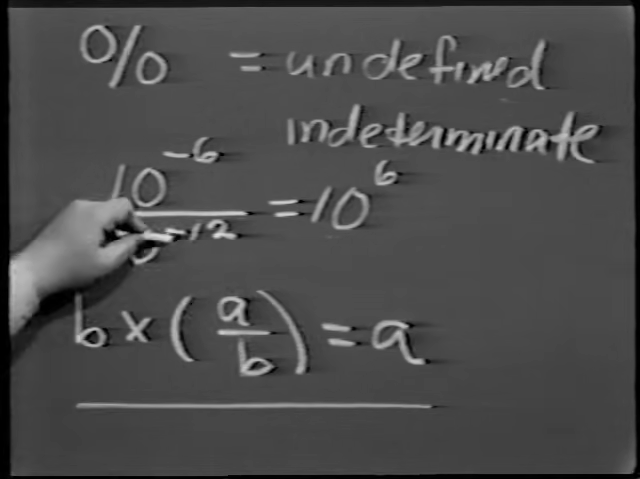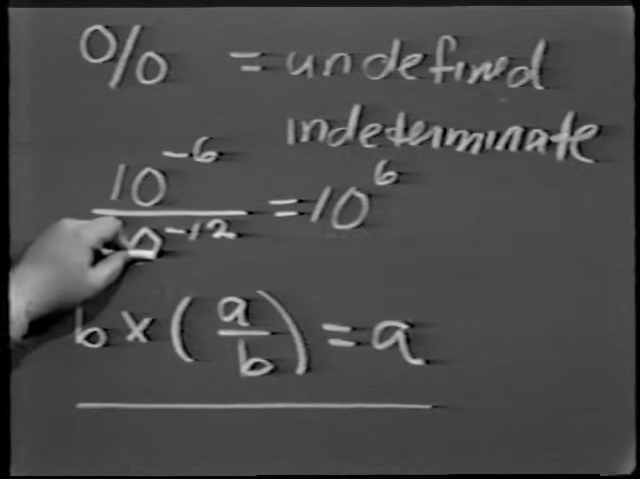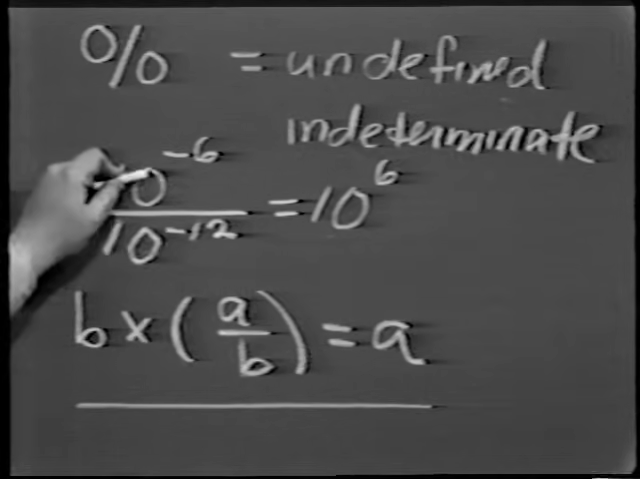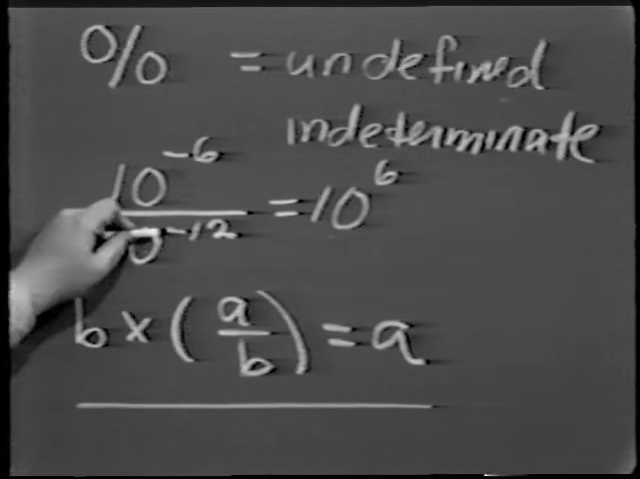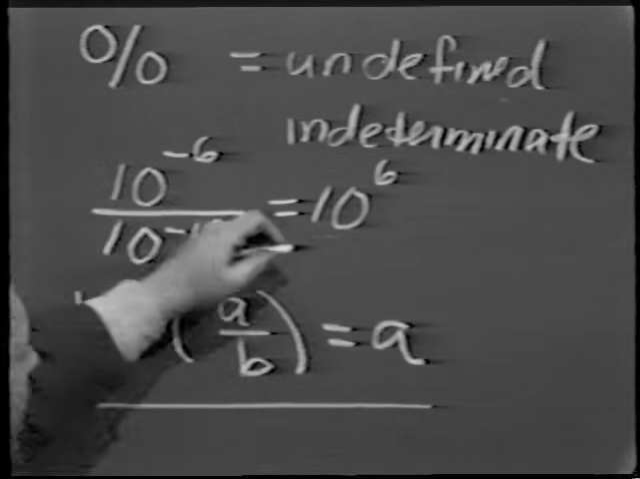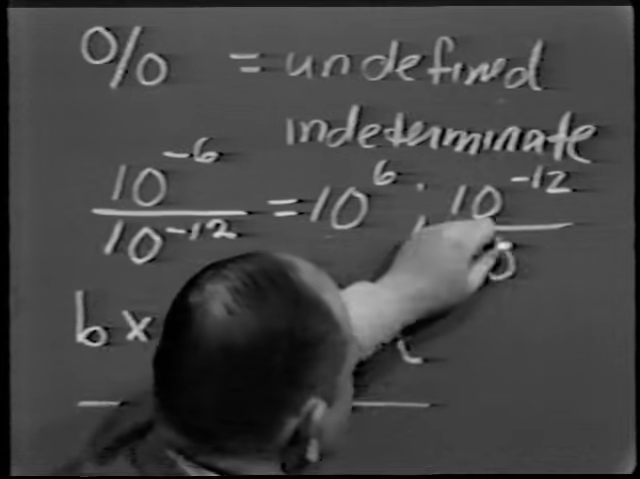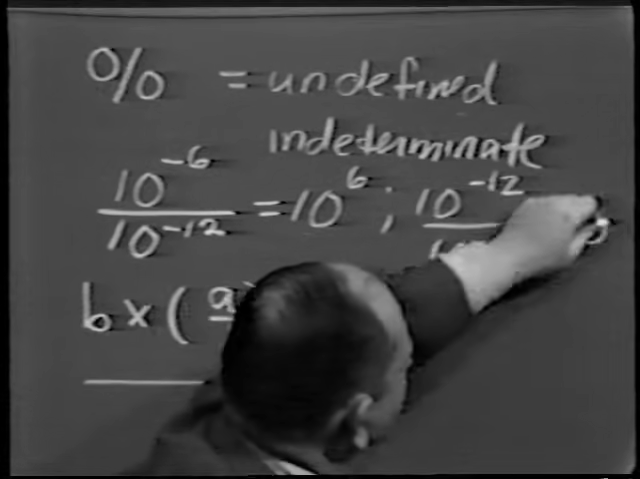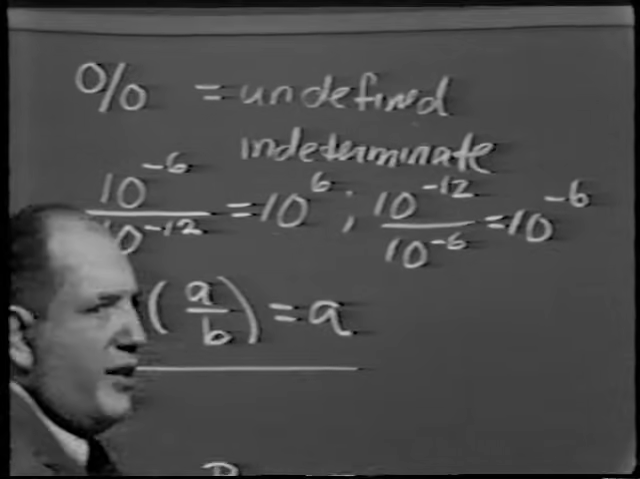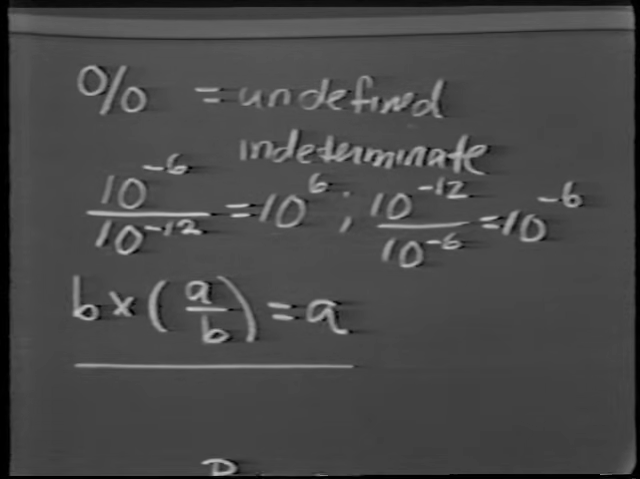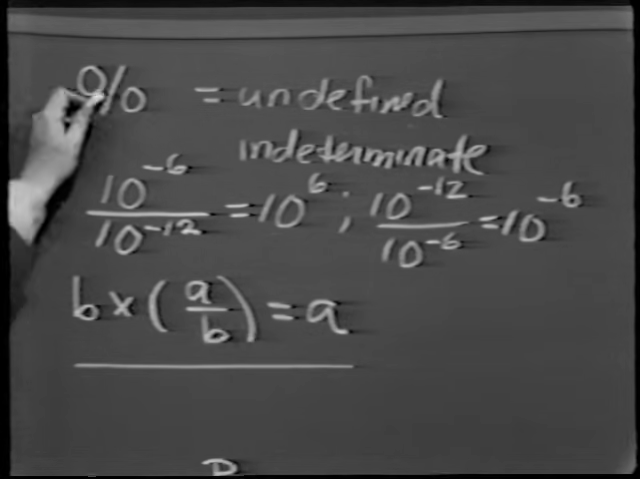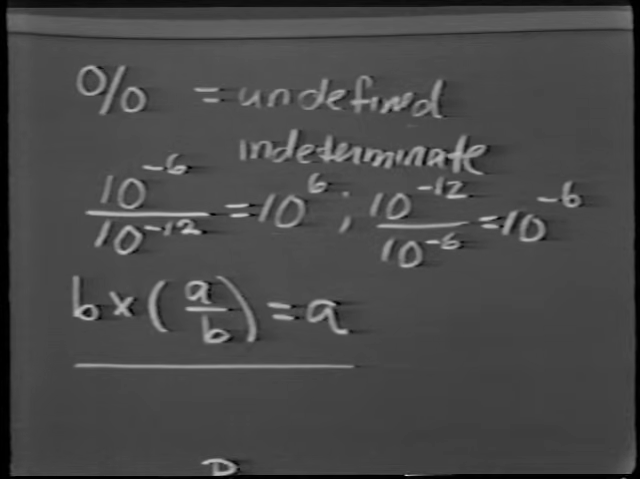For example, if we reverse the role of numerator and denominator here, we would still have the quotient of two small numbers, but 10 to the minus 12th divided by 10 to the minus 6th is a relatively small number, 10 to the minus 6th. Of course, this is the physical way of looking at it. Small divided by small is indeterminate.